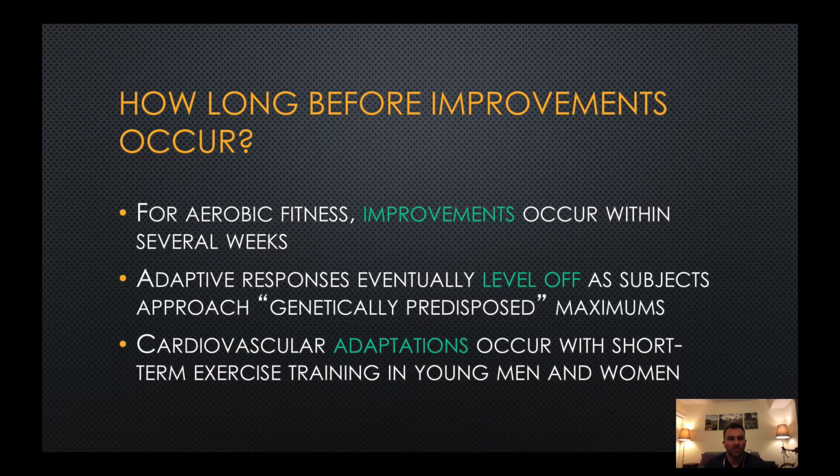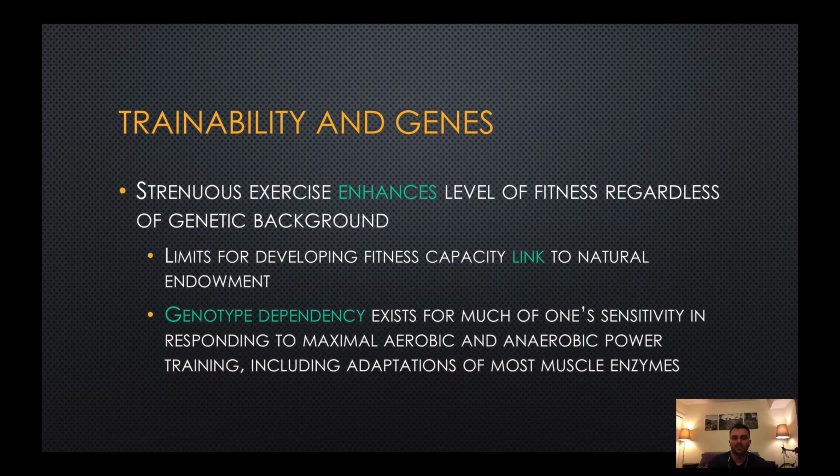How long before you see some improvements? You can see them actually quite quickly, within a couple of weeks, especially if you're very unfit. So it does play a role in your initial training age, or how fit you are in the beginning. Adaptive responses eventually level off, so at some point you reach your genetic potential, and you just won't be able to see any more gains made. Cardiovascular adaptations occur with short-term exercise training. So, trainability and genes. Strenuous exercise enhances the level of fitness regardless of genetic background.